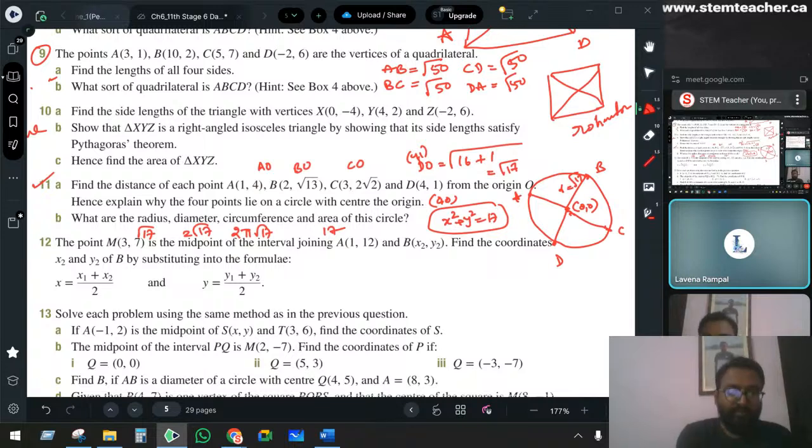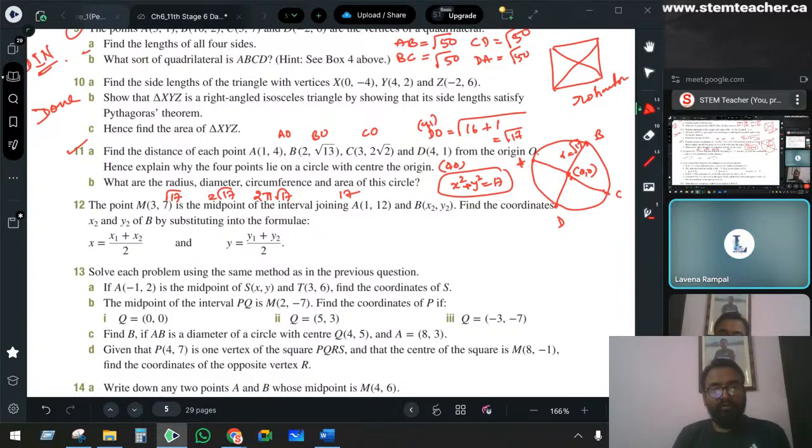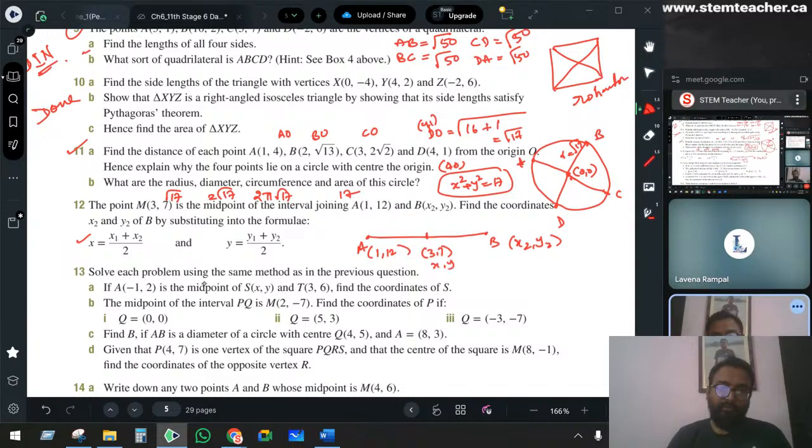Okay. Next, question 12. A point M (3, 7) is the midpoint of the interval joining A and B. Find the coordinates. He has given A as (1, 12). He has given B as (x2, y2). He didn't give point B, but he has given the midpoint, which is (3, 7). So you have to apply this formula to get the answer. This is x, y, this is x1, y1, and this is x2, y2. So apply, substitute and separate. You will get the answer.